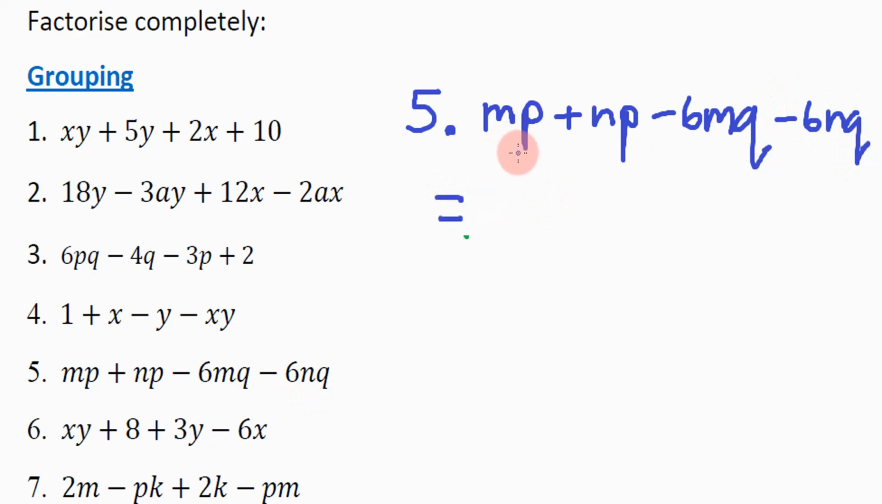We look for a common factor for the first 2 terms, and here the common factor is p. So we can take it out, and we are left with m plus n. Now we have a common factor of 6q in the last 2 terms, and we're going to take out negative 6q.